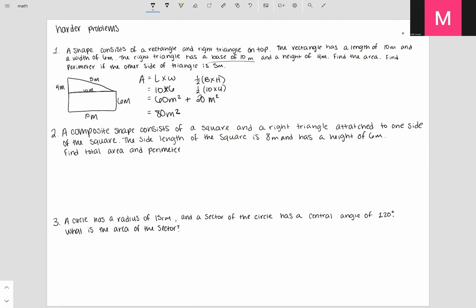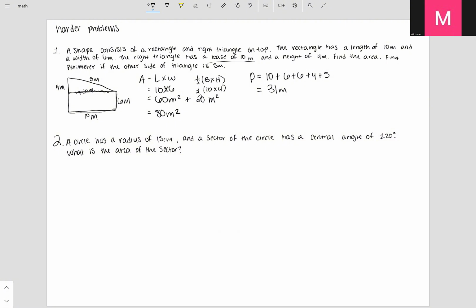And then remember that perimeter is just adding up all the sides. So we'll say 10 plus 6 plus 6 for the outside of our shape here. And this doesn't need to be included because it's inside the shape. It's not the outside of the shape. So then we just have 4 and 5. So that's 22. That'll be 31 meters.